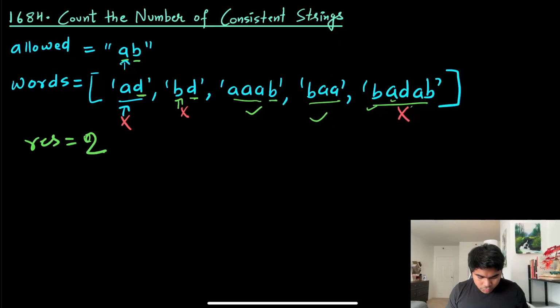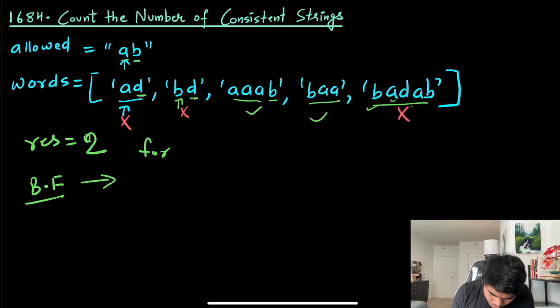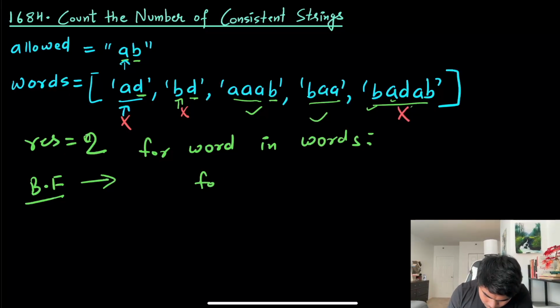So the brute force solution, checking it this way, would be to visit all the words. I'm writing the brute force solution right now. That would be: for each word in my words, for ch in word, I want to check if all the characters in word, the ch character, if ch in allowed.